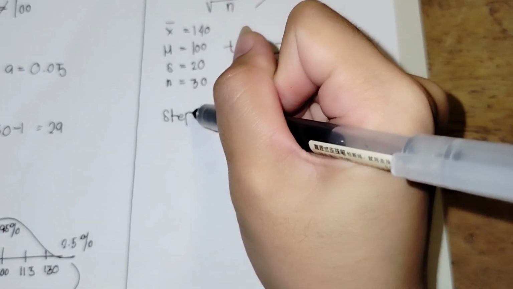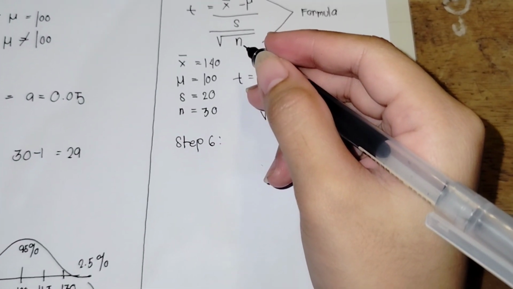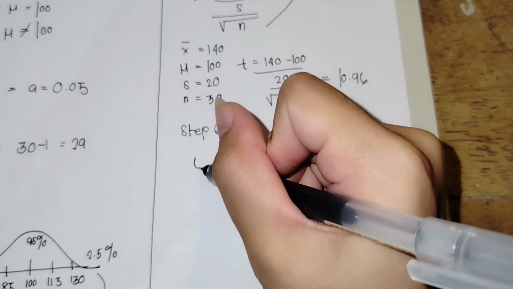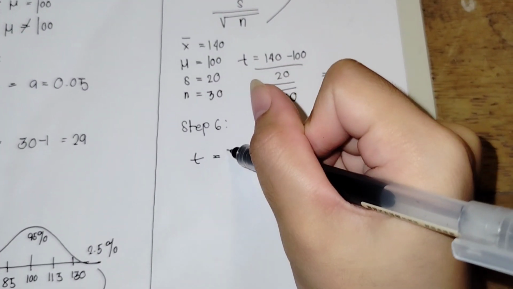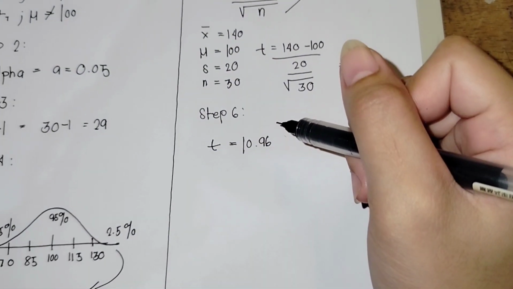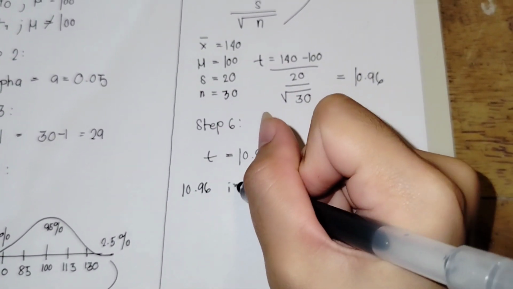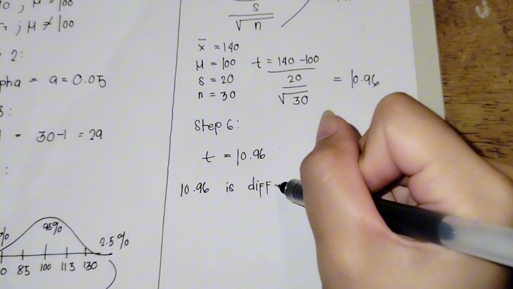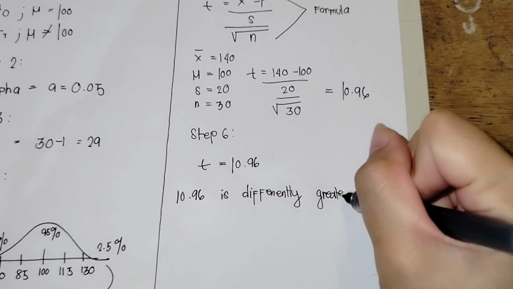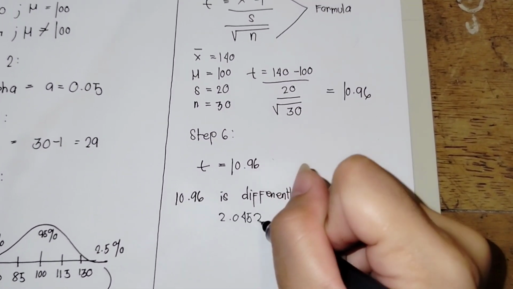Step 6. State results. Decision rule: if t is less than negative 2.0452 or greater than 2.0452, reject the null hypothesis. So the t is equal to 10.96. So 10.96 is definitely greater than 2.0452.